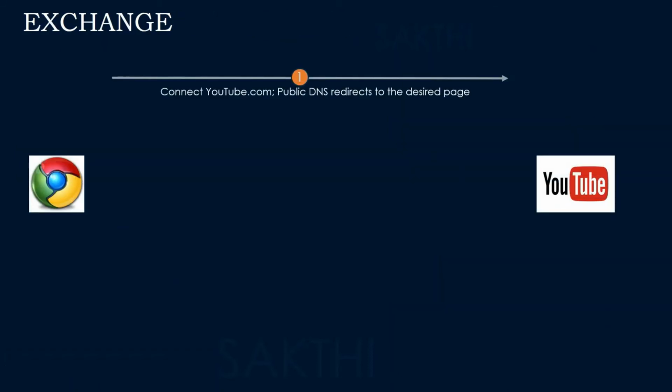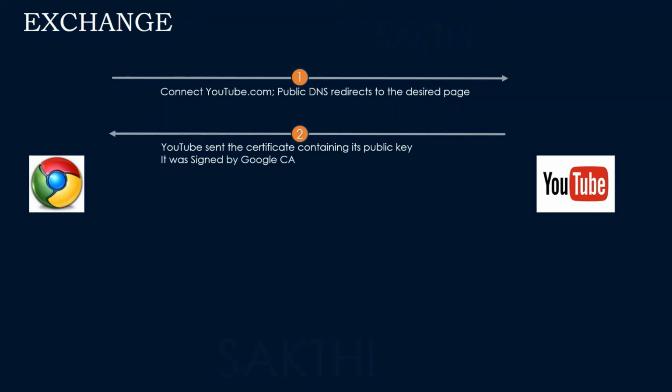Now let's put this into a real-time scenario. In my browser, I want to connect to youtube.com. So I type youtube.com and send a request. Now the public DNS redirects that request to youtube.com. Then YouTube sends the certificate containing its public key to me, which is signed by Google CA.